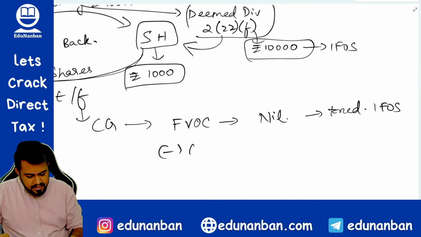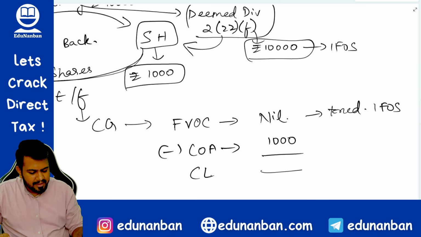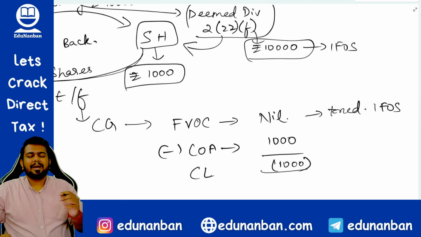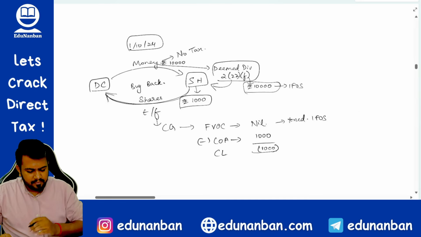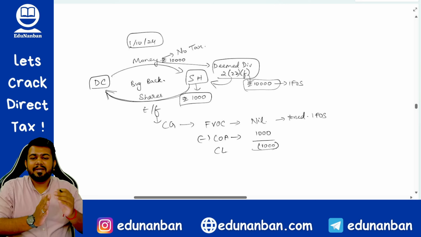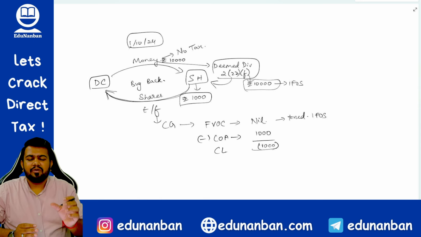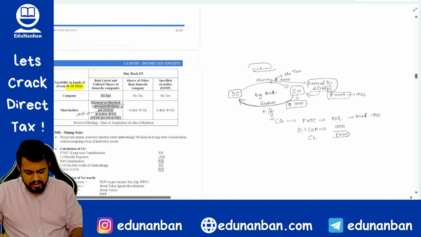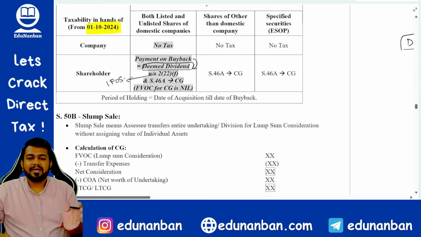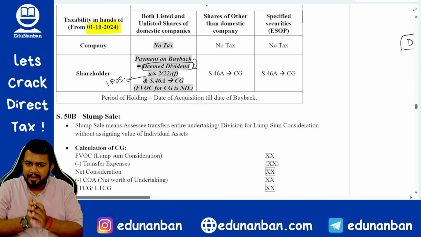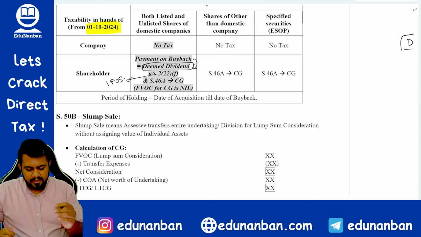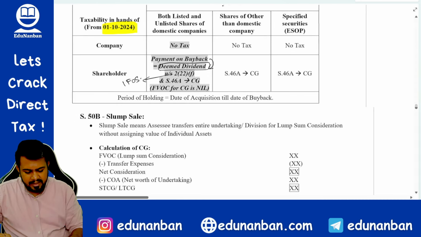Then minus cost of acquisition, which is 1,000 rupees. So capital loss, it can be short term or long term. The capital loss will be 1,000. Capital loss will be 1,000. You get my point? So here there will be a deemed dividend of the entire value in income from other sources, and the cost alone will form part of loss, capital loss. So both working you have to do. Capital gain working also you have to do in case of buyback. You have to do the deemed dividend working also in case of buyback.